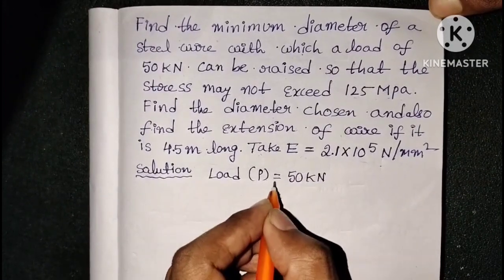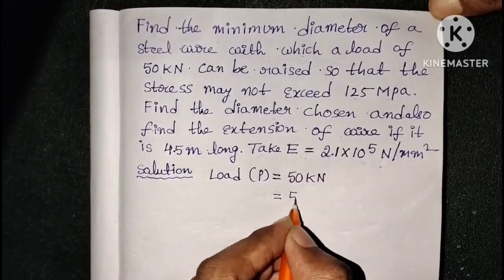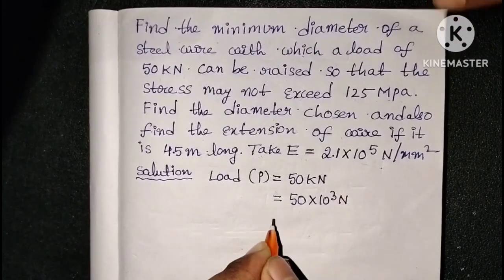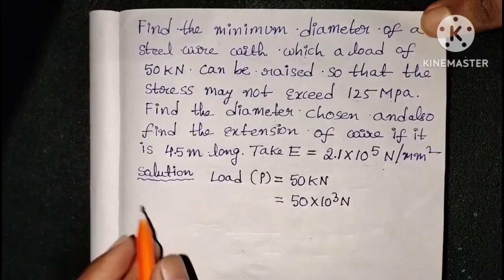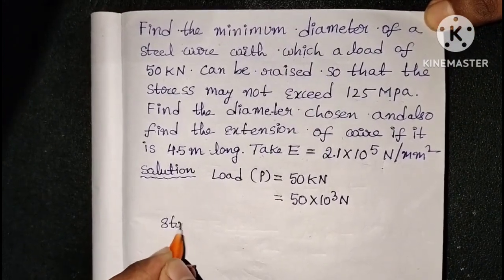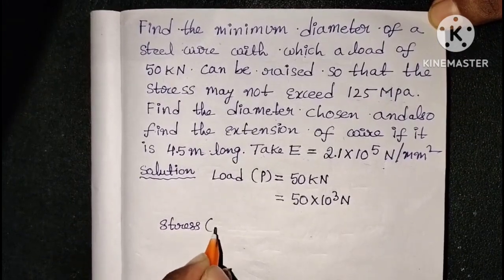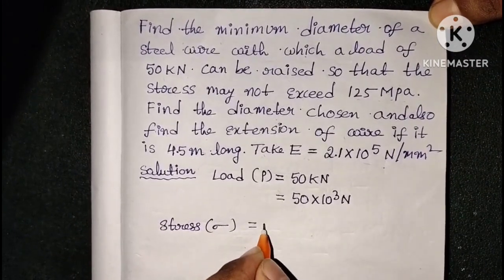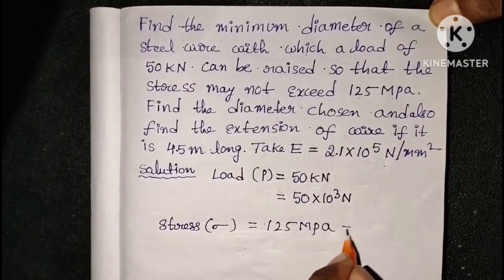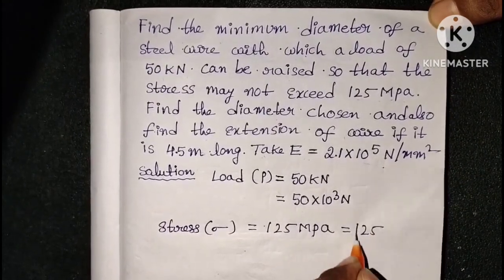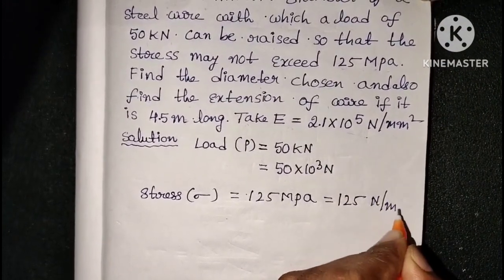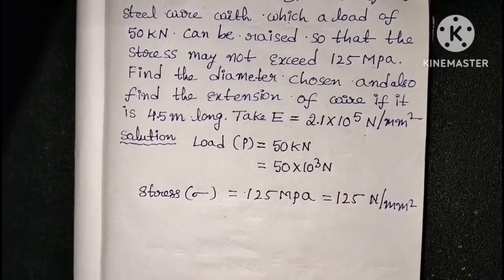So let us convert it into newtons. So 50 into kilo means 10 cube, 1000. So 50 into 10 cube Newton. Next given is the maximum stress. Here stress, denoted by sigma, is equal to 125 megapascal. So 125 megapascal can be written as 125 Newton per mm square.